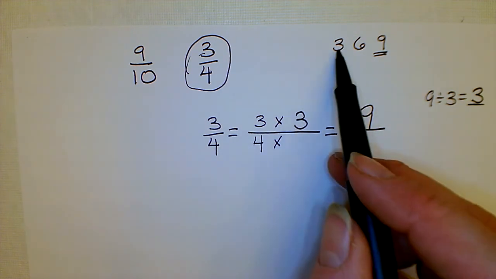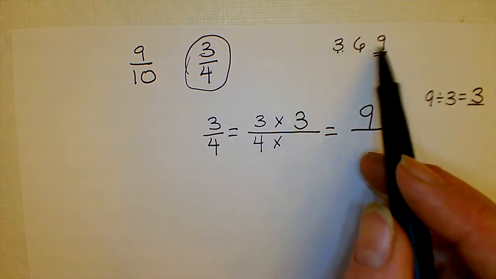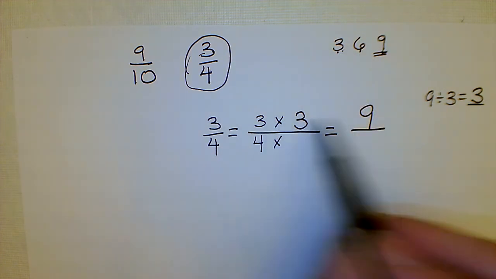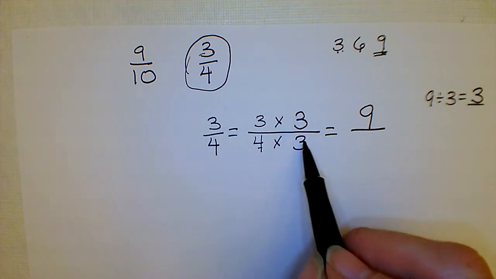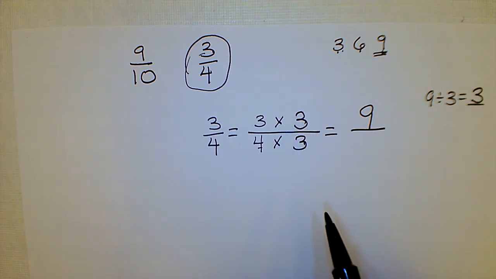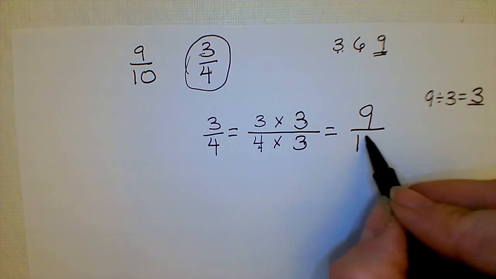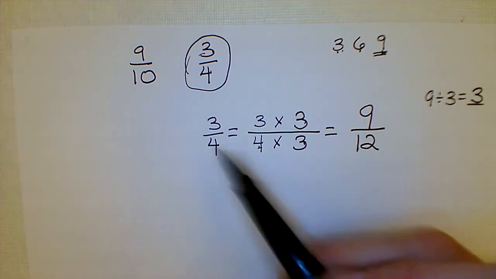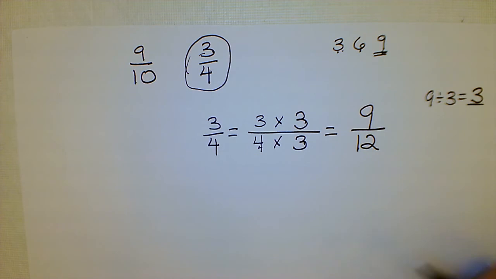So this was 3 times 1, 3 times 2, 3 times 3. 1 3, 2 3s, 3 3s. So 3 times 3 is 9. 4 times, we have to put a 3 there also. Numerator and denominator must match, so we're just multiplying by 1. 4 times 3 is 12. So now what I know is that 3/4 is equivalent to 9/12.